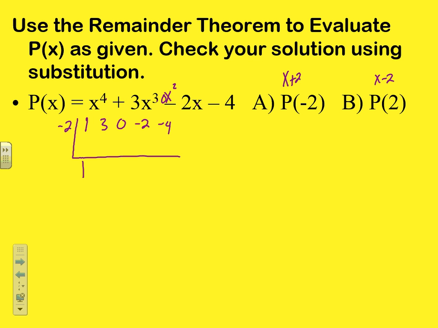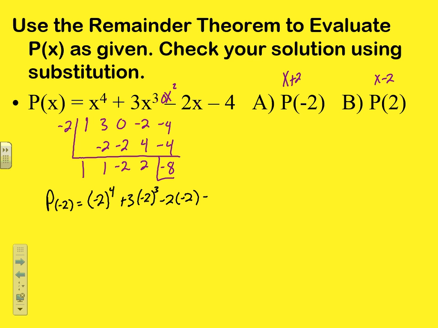Bring down the 1, multiply, and I get negative 2, add, and I get 1, multiply, add, multiply, add, multiply again, and add, and I have a remainder of negative 8. So let's check with our remainder theorem. Substitute that number in. So if I say p of negative 2, we're going to say negative 2 to the fourth power plus 3 times negative 2 cubed minus 2 times negative 2 minus 4.